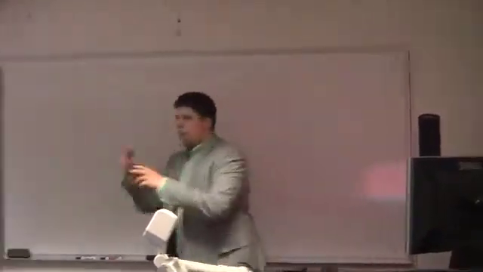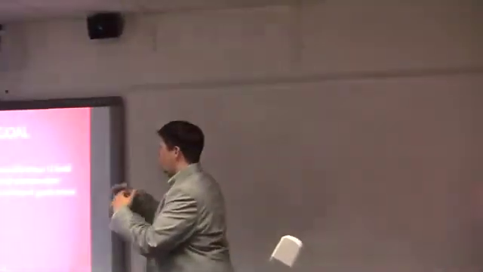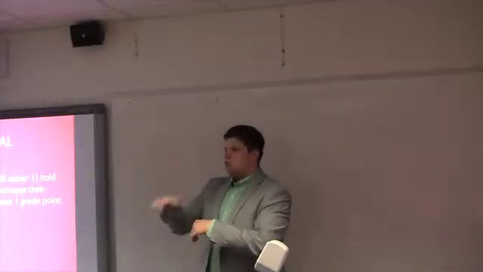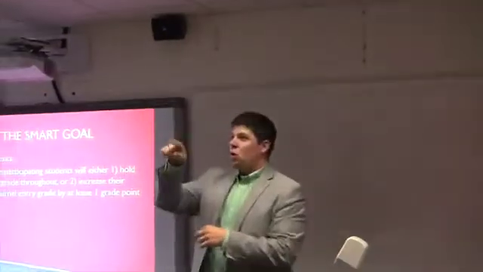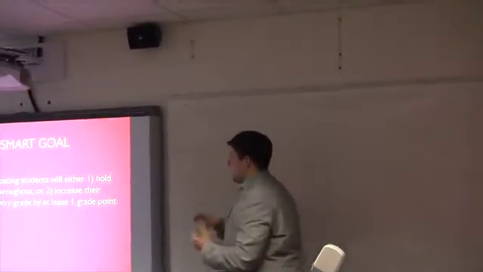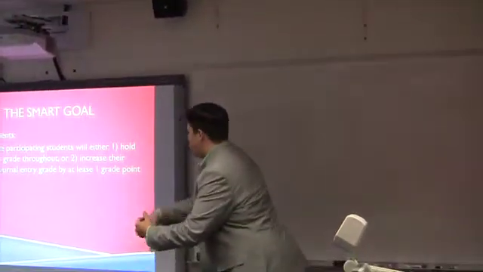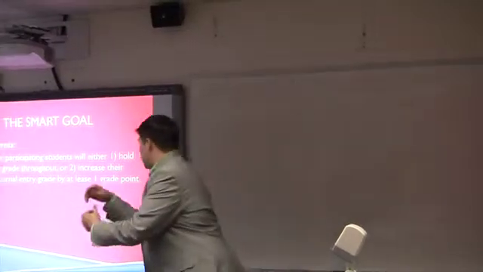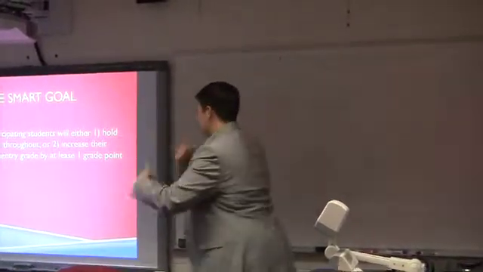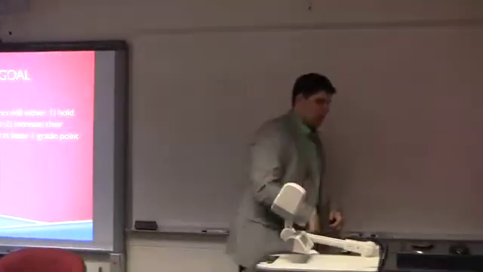So for the SMART goal, I had 2 key elements, okay? The first was that 100% of the students would either hold their letter grade, okay? So I didn't look at just points, because I'll explain this as a 10-point scale here, okay? So it's 1, 2, 3, 4, 5, up to 10, all right? So they would either hold the letter grade, or they would increase their narrative journal entry grade by at least 1 grade point overall. So it's really letter grade, right?